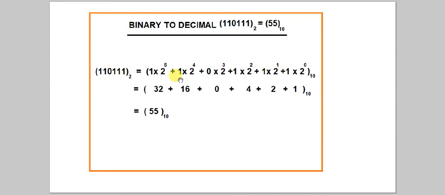2 raised to power 0, the corresponding least significant bit is 1. 2 raised to power 1, the next bit is 1. 2 raised to power 2 again is 1. 2 raised to power 3, 0. The corresponding digits we are putting there to get the weight. If you put in all these powers and get the values, the result is equal to 55. So this is how you convert a binary number to a decimal number.